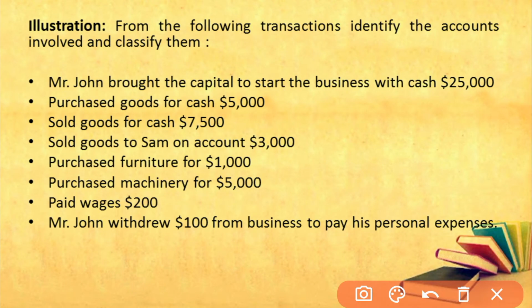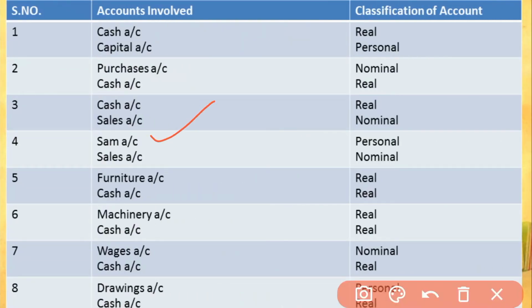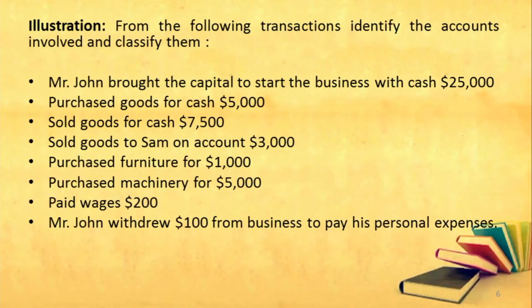Next, sold goods to Sam on account of $3,000, right? So what are the two accounts involved? One is your Sam, another one is your sales. Let's see, your Sam and the sales. What is Sam? Personal account. He's a natural person. Personal account. And what are the sales? Nominal. Why? Because it is earning something. It's an income.